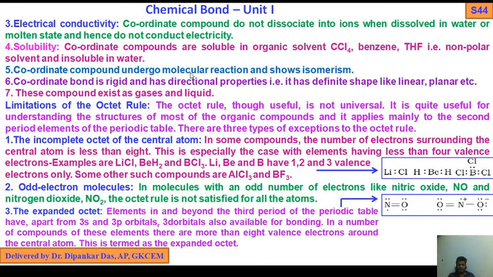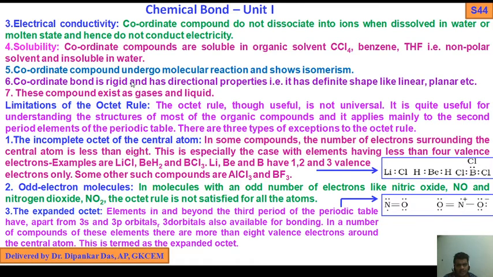Coordinate compounds undergo molecular reactions and show isomerism. The coordinate bond is rigid and has directional properties, that is, it has a definite shape like linear, planar, etc. These compounds exist as gases and liquids. So these are the characteristics, or you can say properties, of coordinate compounds.